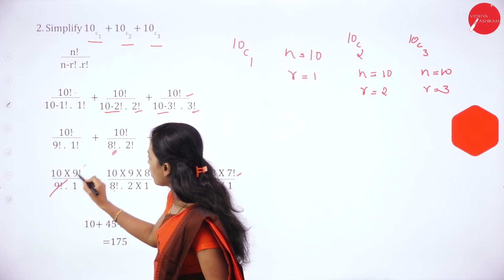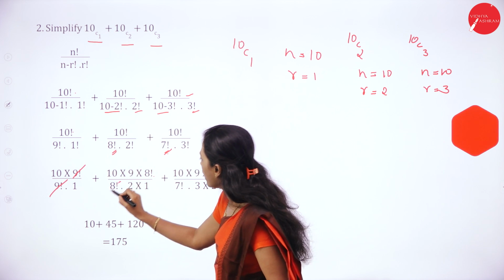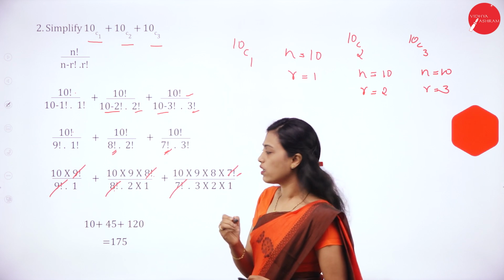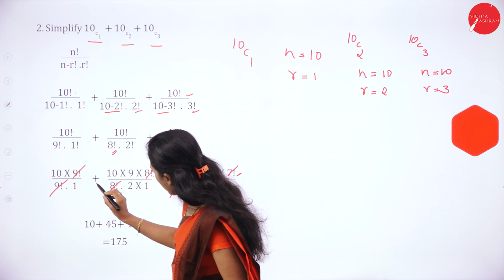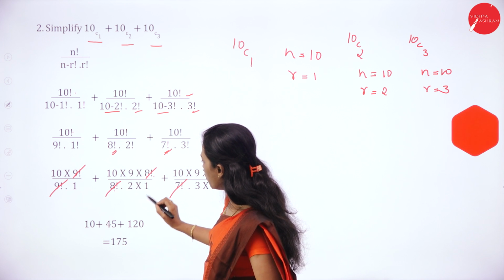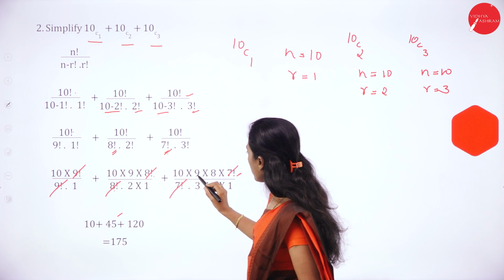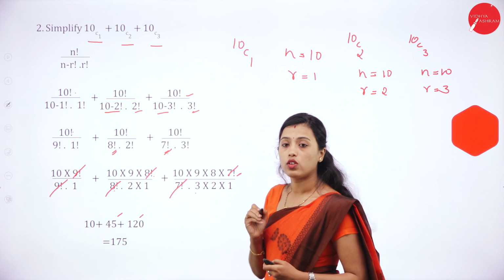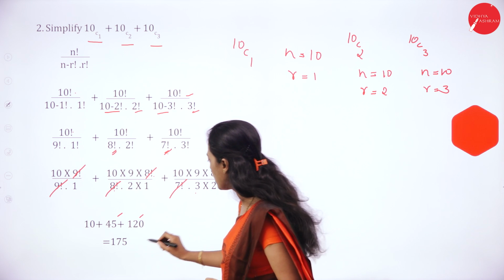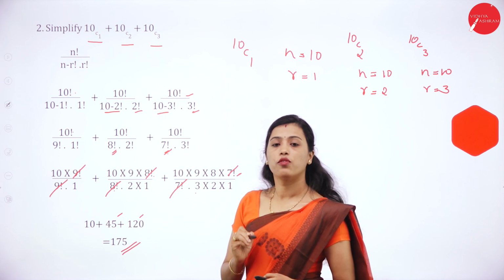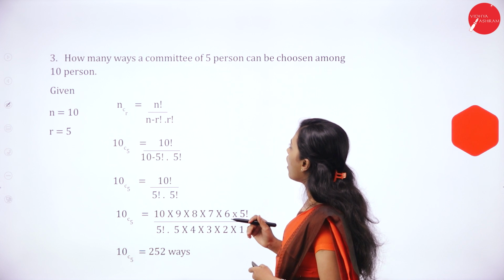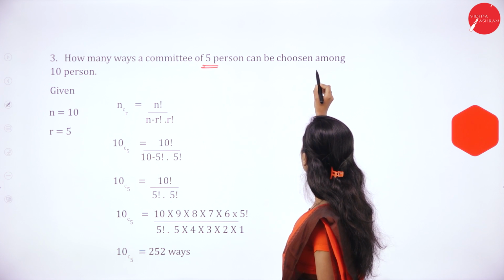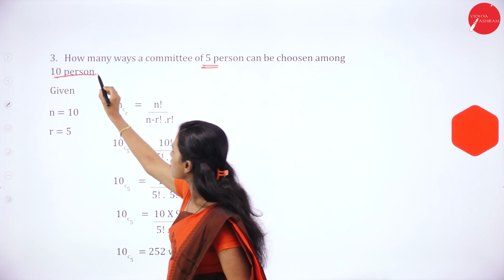Here 9 factorial will get cancelled. 8 factorial will get cancelled. 7 factorial and 7 factorial will get cancelled. So 10, plus 10 into 9 divided by 2 is 45, 10 into 9 into 8 divided by 3 into 2 into 1 is 120. So 10 plus 45 plus 120 is equal to 175. Next, how many ways can a committee of 5 persons be chosen among 10 persons?